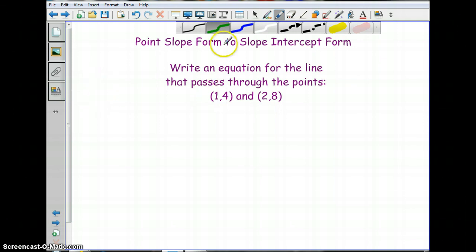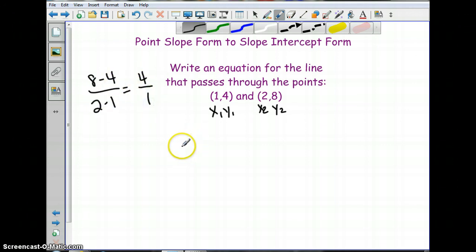Okay, the slope, I'm going to go ahead and identify x1, y1, x2, y2. So I'm going to have 8 minus 4 over 2 minus 1. 8 minus 4 is 4. 2 minus 1 is 1. So my slope then is just going to be 4. Then I'm going to have my point-slope form. I'm going to write it down. Writing it down will help you memorize it if you write it down every time.